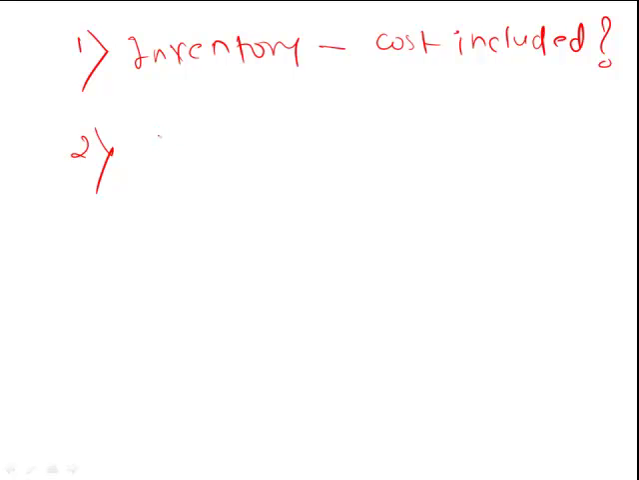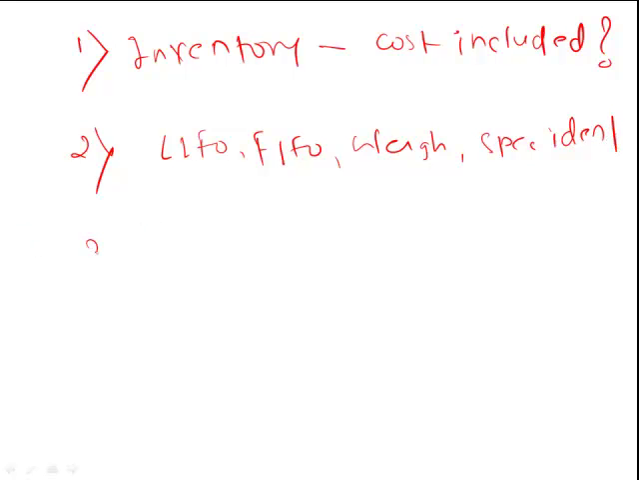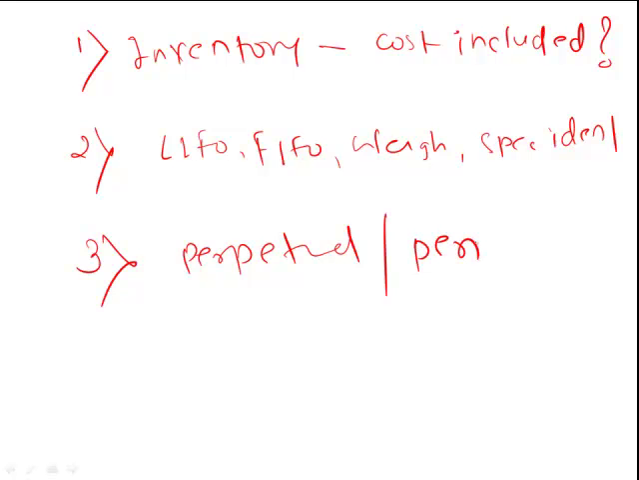Second part would be various methods of inventory valuation. So there's going to be a method called LIFO, a method called FIFO, then a weighted average, and then a method called specific identification. This is the second part. And third part, we'll try to understand what is the meaning of a perpetual inventory valuation system and what is the meaning of a periodic inventory valuation system.